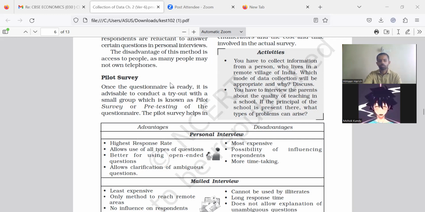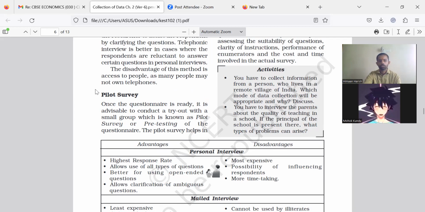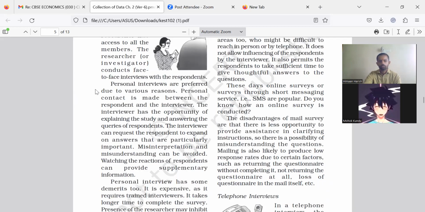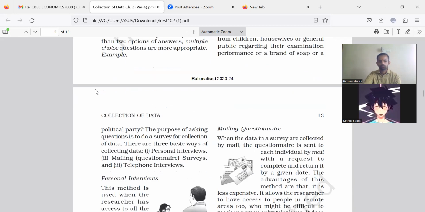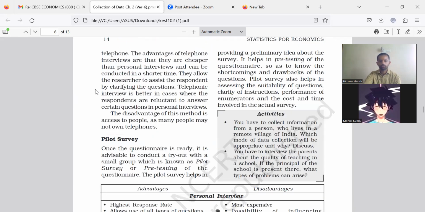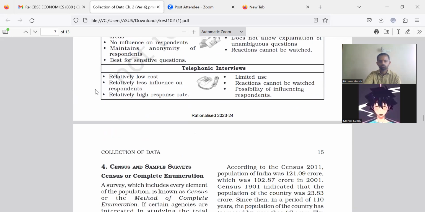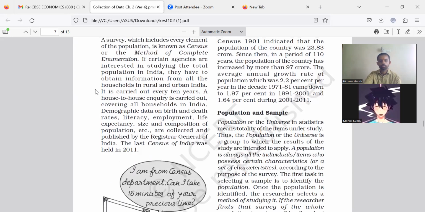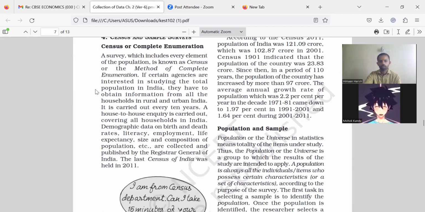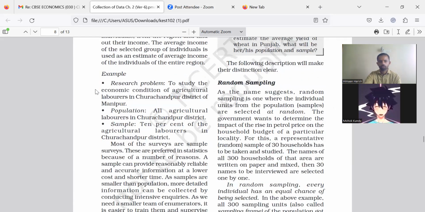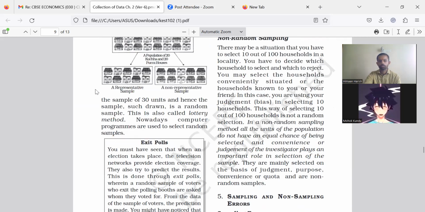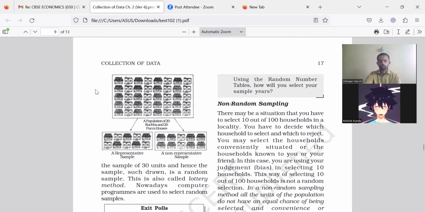So, yesterday we completed all types of sampling methods such as questionnaire and pilot survey. We'll continue with the frequency distribution, because we have completed census and the population surveys as well. This is the text of the second unit of Statistics for Economics. The chapter name is Collection of Data.